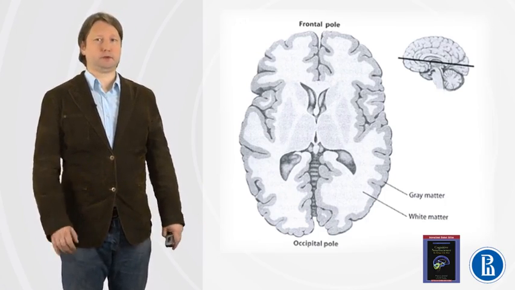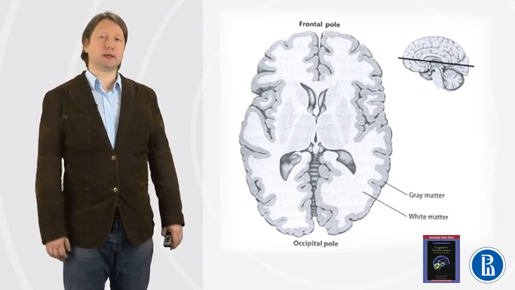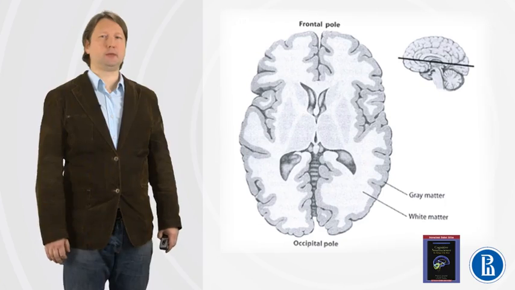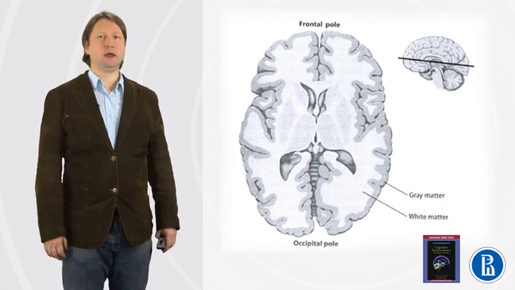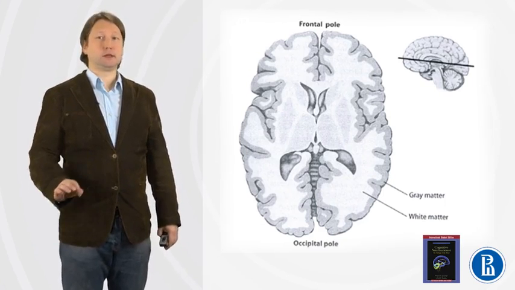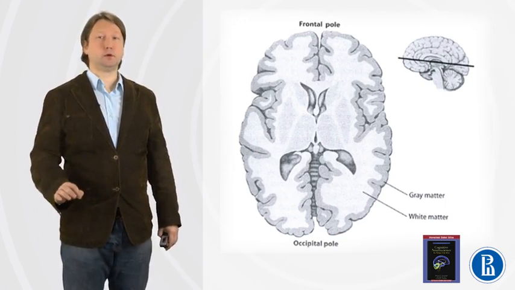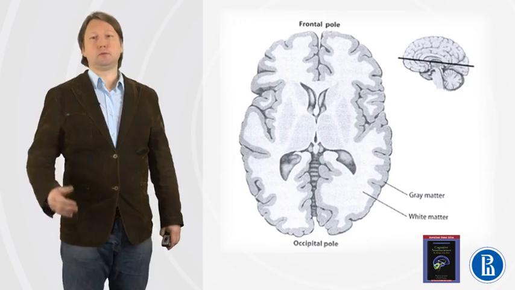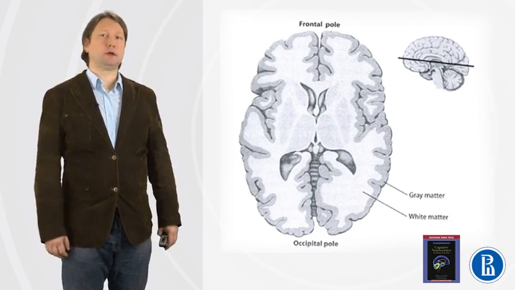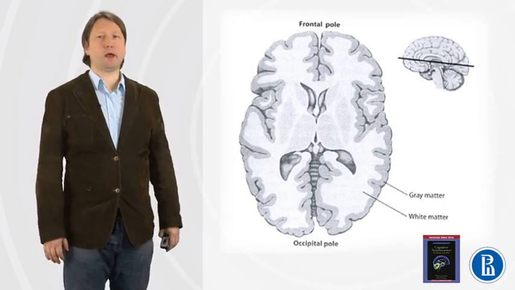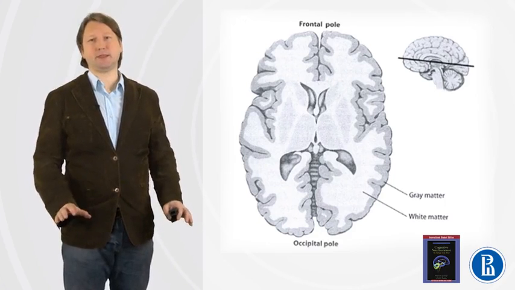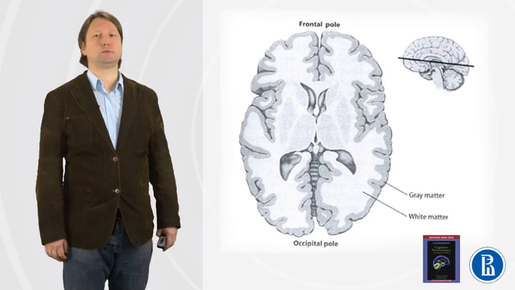If we simply slice the brain, we will see immediately a large difference between gray and white matter. Gray matter consists of cell bodies, and most of the neuroeconomic studies focus on the gray matter, on the human cortex. White matter consists of axons. So basically, white matter consists of connections between different brain regions.